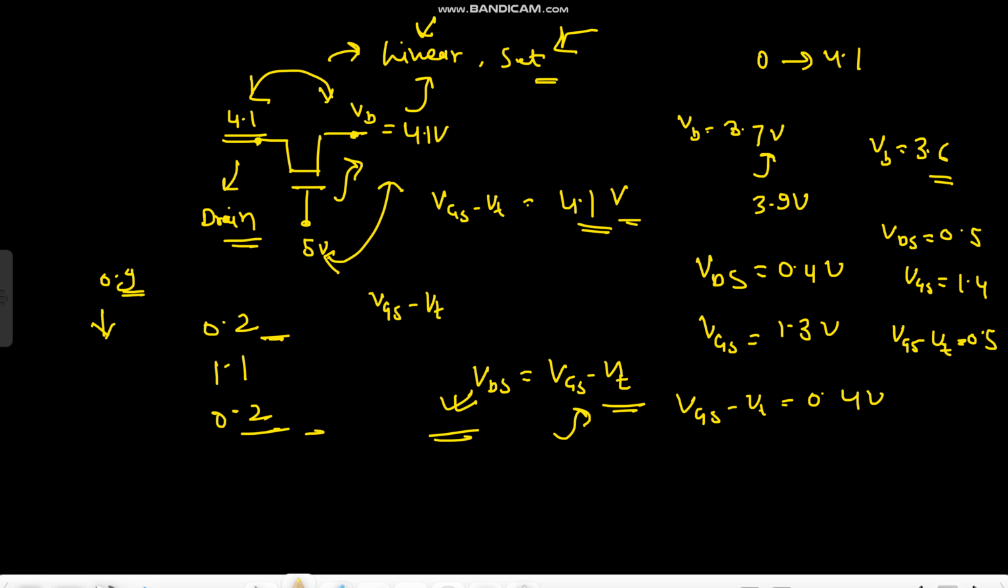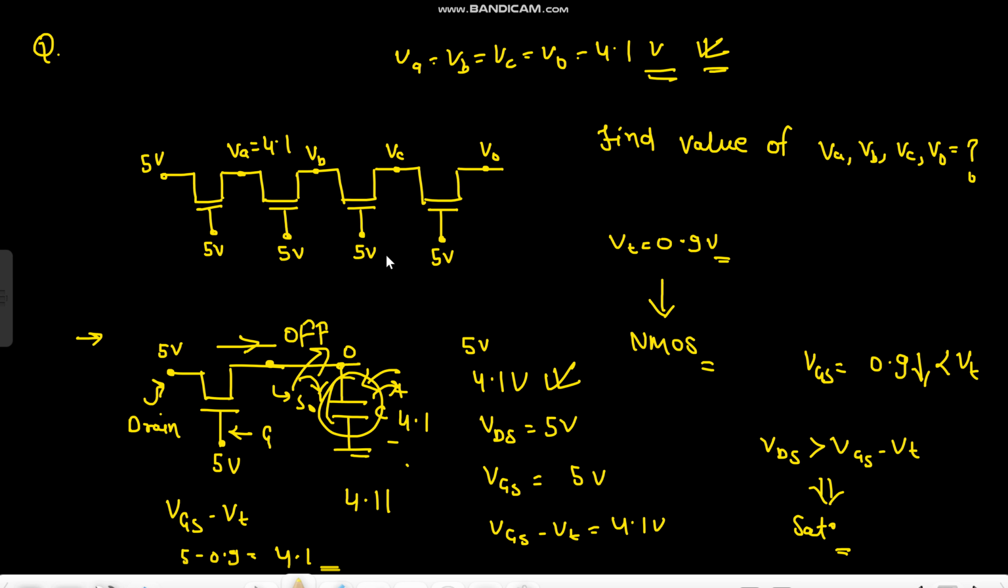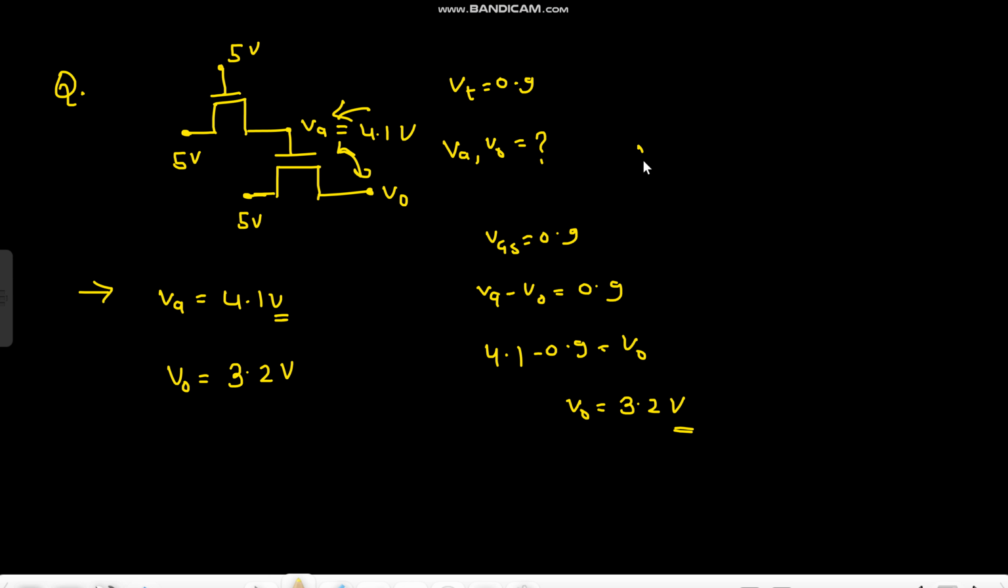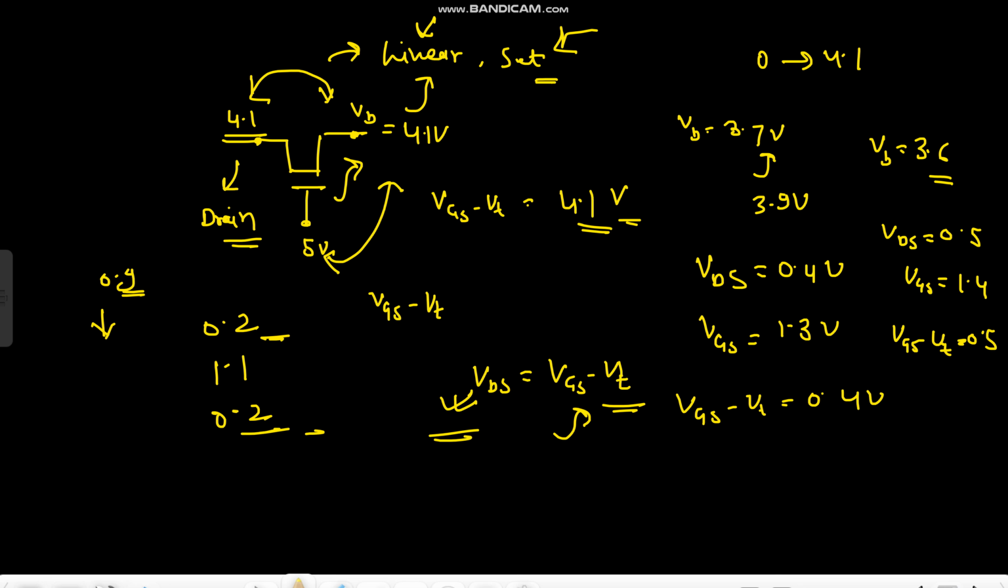But in the series configuration, VA equals VB equals VC equals V naught. But here it is different. This question wasn't asked, but they can ask these questions as well. So this is the concept of pass transistor logic. Thank you.